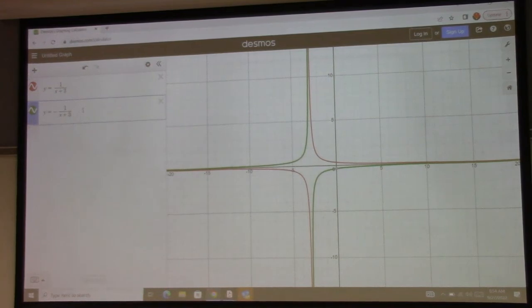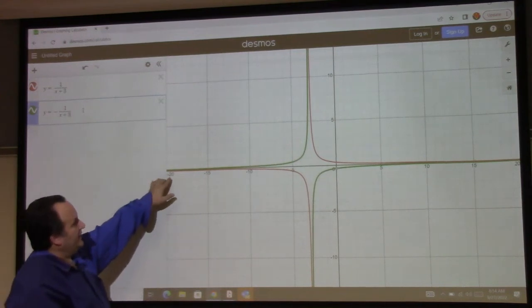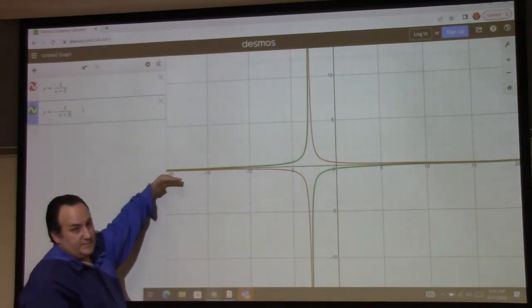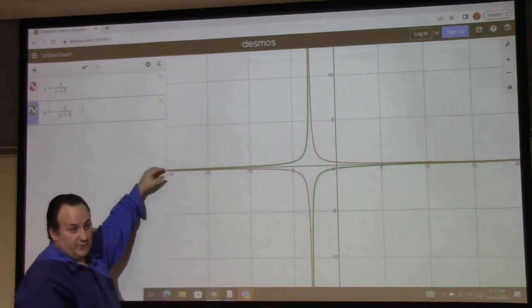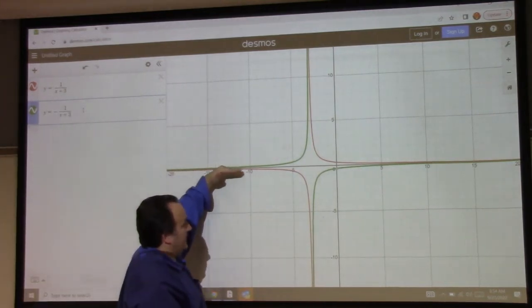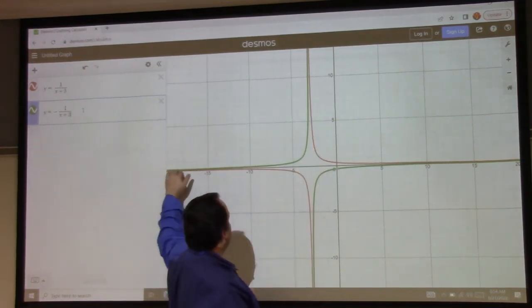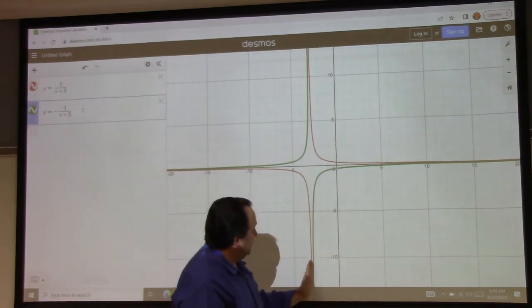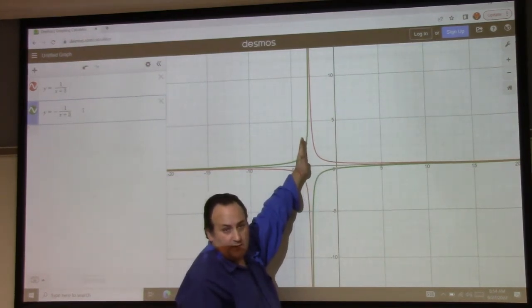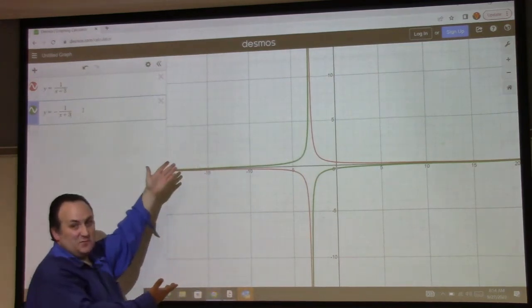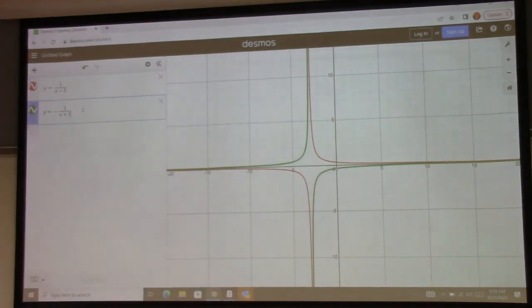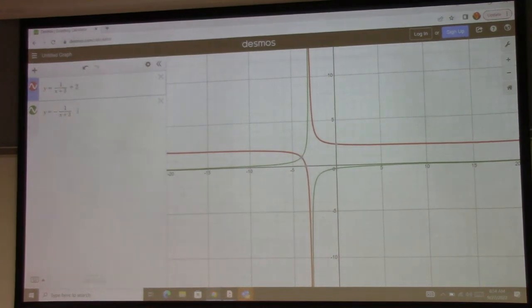And notice that in the reflection over the x-axis, the horizontal asymptote, which was where? The horizontal asymptote here was at 0. Y equals 0 is the horizontal asymptote for the red graph. There's also a vertical asymptote at x equals 0. Both of those just stay put for this. Now, instead of being at 0, we can make the horizontal asymptote, let's say, 2. Now the horizontal asymptote is at 2.